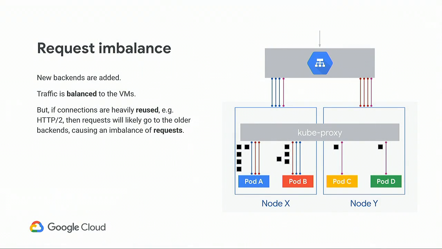But, and this is especially true for newer protocols like HTTP2, there is significant connection reuse. And requests will actually likely go to older backends, causing an imbalance of requests. So how do we fix this? There's really a disconnect between connections and requests. So what to do? Well, there are 2 options.